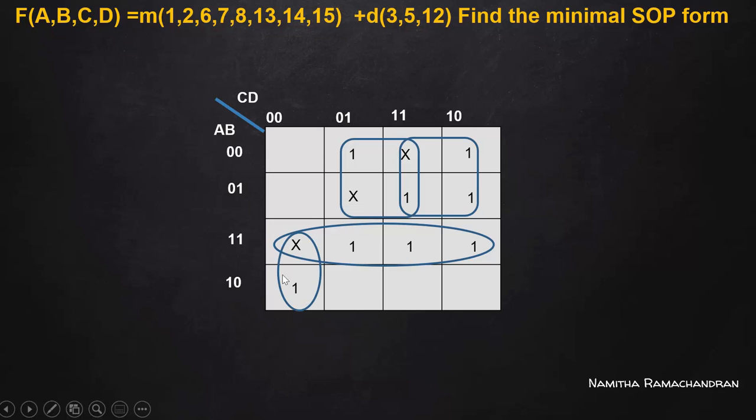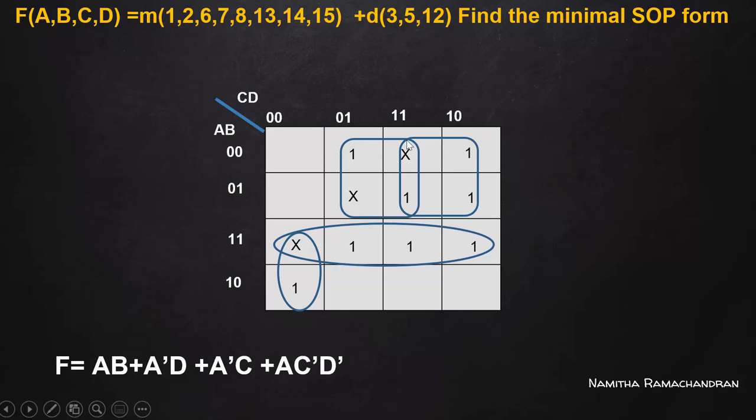Okay, so for that we can consider this don't care along with this one and make a group, the maximum possible lengthy group here. Now we can generate the simplified form for the given function f. For this particular group here it is A and B, both with value 1.